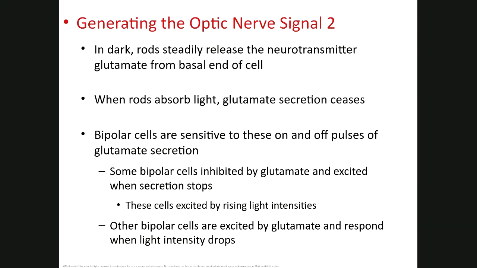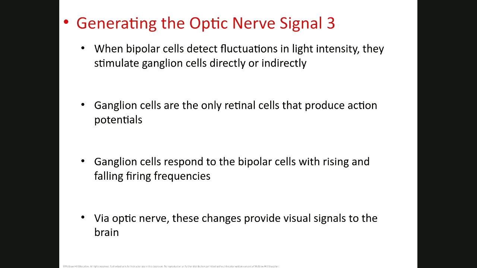In the dark, the rod steadily releases neurotransmitter, and like we described, the bipolar cells don't react, and there's no signal to the ganglion cells. The opposite happens when there's light. The rod cells do not secrete glutamate, and the bipolar cells get excited and react with the ganglion cells, and an action potential is produced.